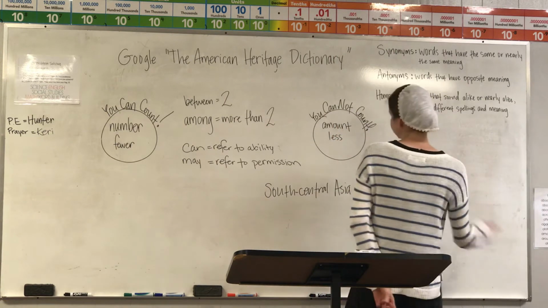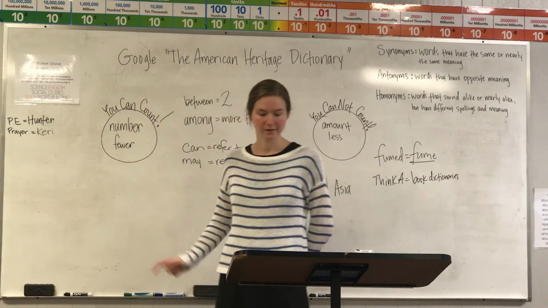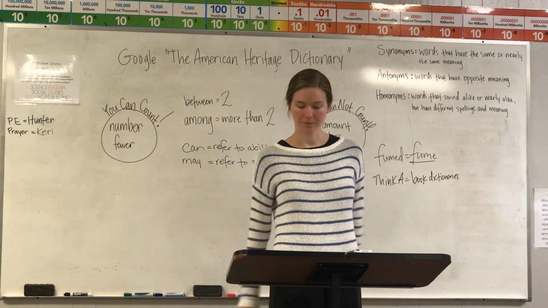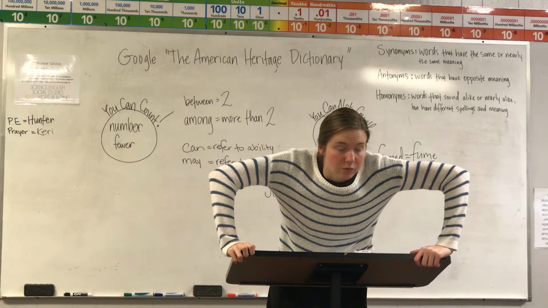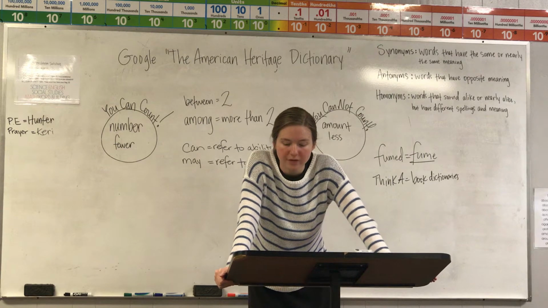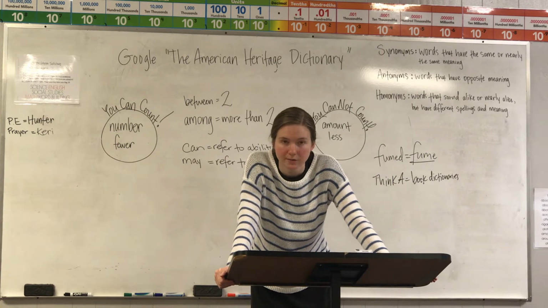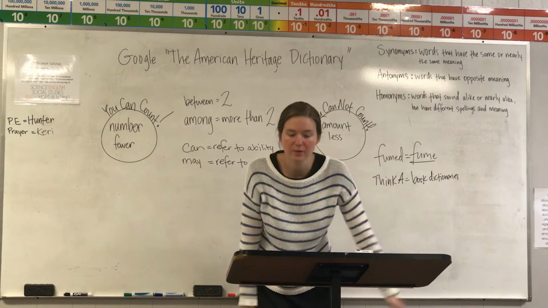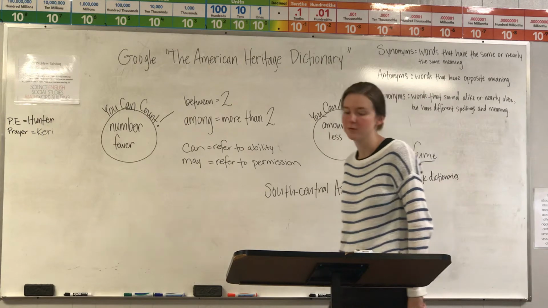Number 2, most rainfall is much blank than an inch. Ask yourself, less cannot be counted, fewer can be counted. What are we counting here? We're trying to count raindrops. Most rainfall is much blank than an inch. What do you think? Would you say most rainfall is much less than an inch? Or most rainfall is much fewer than an inch?